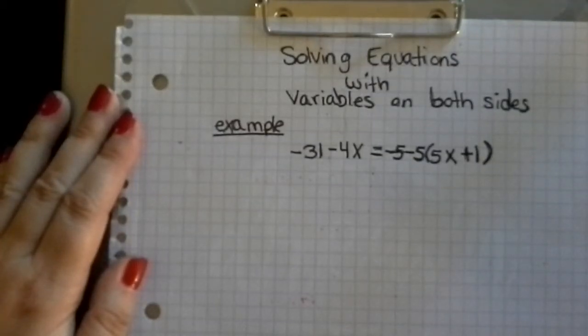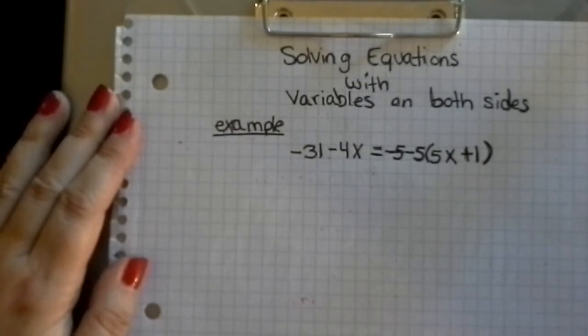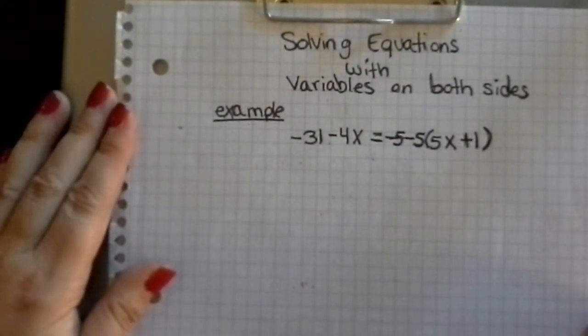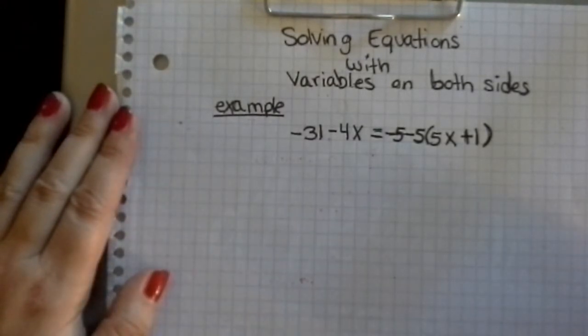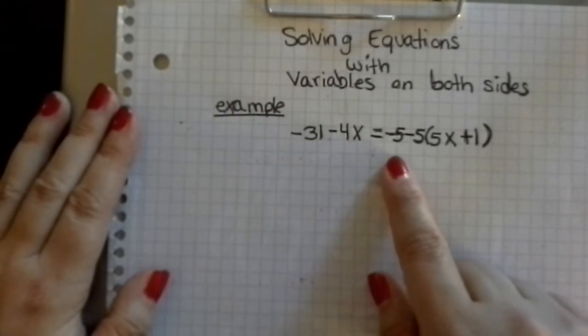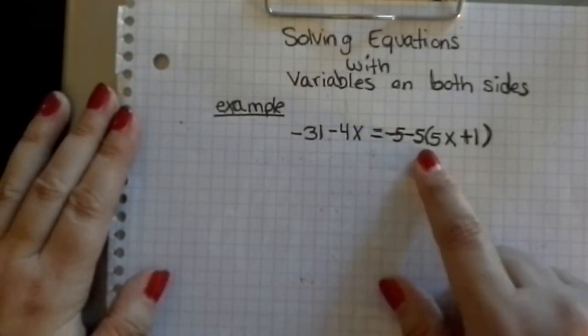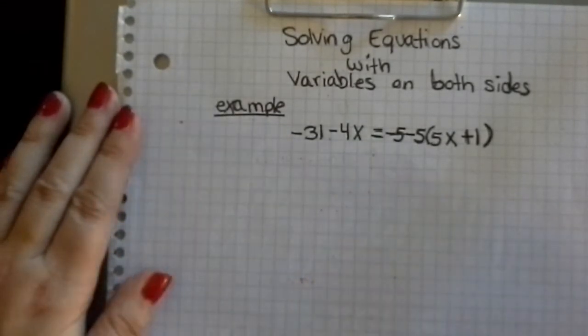Today I will be going over an example where we're going to solve an equation that has variables on both sides. So this is the example we have here. It's negative 31 minus 4x equals negative 5 minus 5 parentheses 5x plus 1.